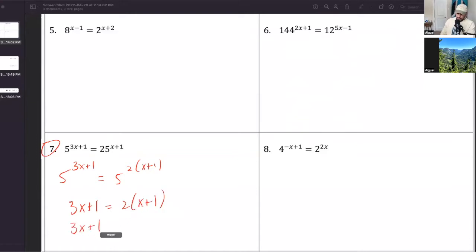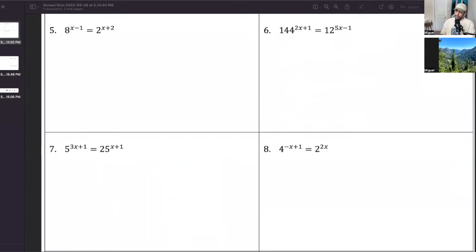And now I have 3x plus 1 equals, let's distribute the 2, so 2x plus 2. Then I'm going to subtract the 2x to the other side, and let's create some space here on the right. This is going to become x plus 1 equals 2. The last step is to subtract the 1 from the other side, and I get x is equal to 1.